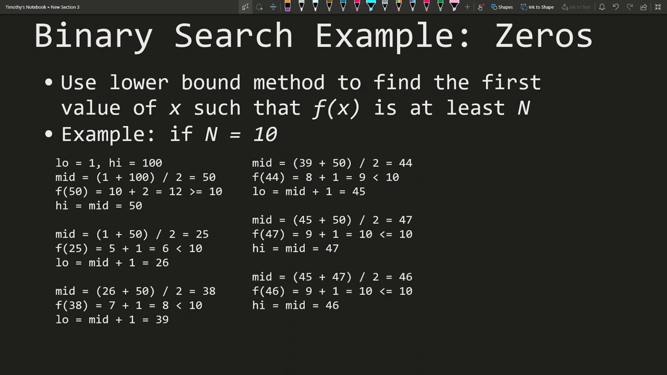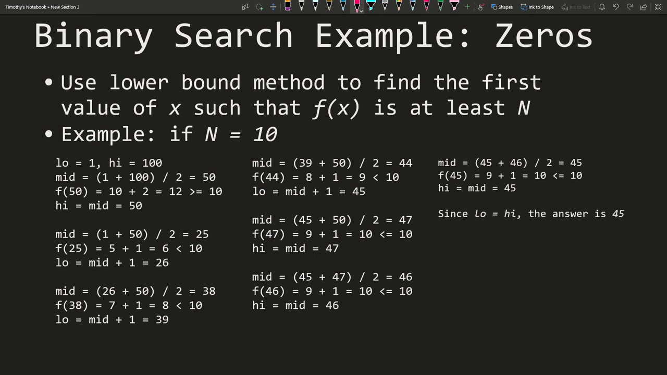Now that we're looking on the left side, mid once again is (45 + 47) / 2, giving us 46. The number of trailing zeros for 46 is 10, which is less than or equal to 10. Look on the left side again. And then finally, mid is equal to (45 + 46) / 2, which gives us 45. F of 45 is equal to 10, which is also less than or equal to 10. And then finally, since low is equal to high, the answer is 45.